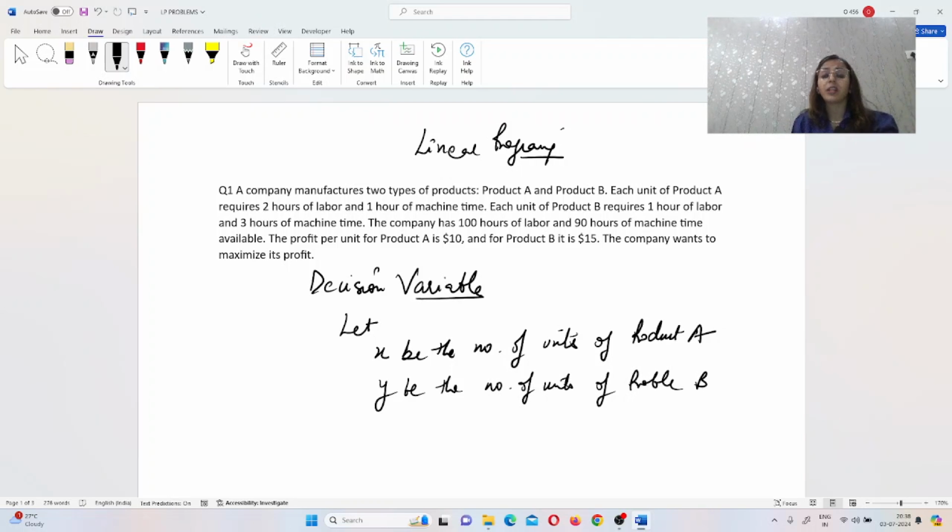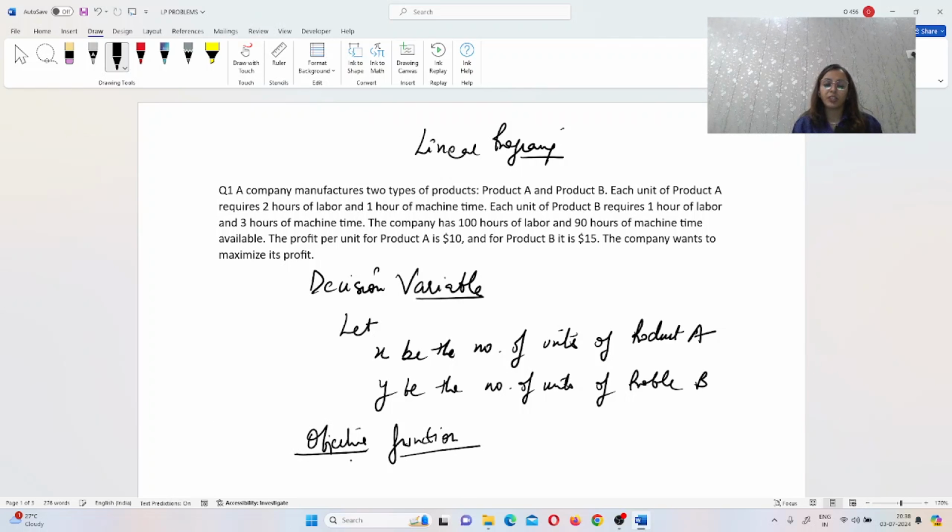You have to make sure that everything you have learned in the theoretical session, you know how to follow. So what is your decision variable here? X is the number of units of product A and Y is the number of units of product B. Now what will be the next step? We have decided the variables, and now we have the objective function. Note it down.